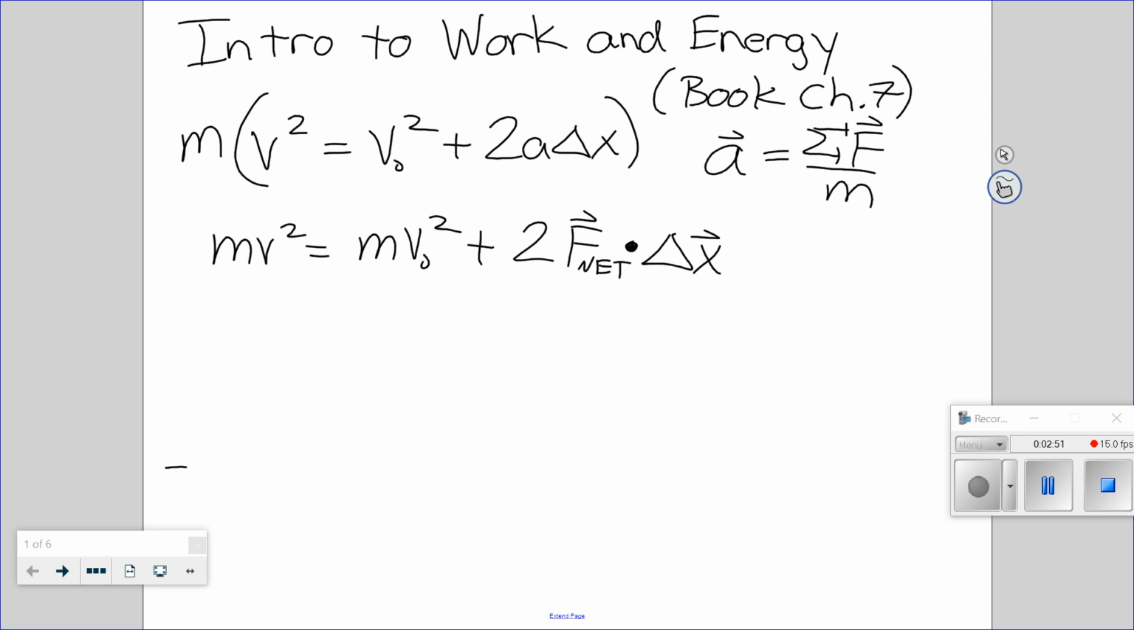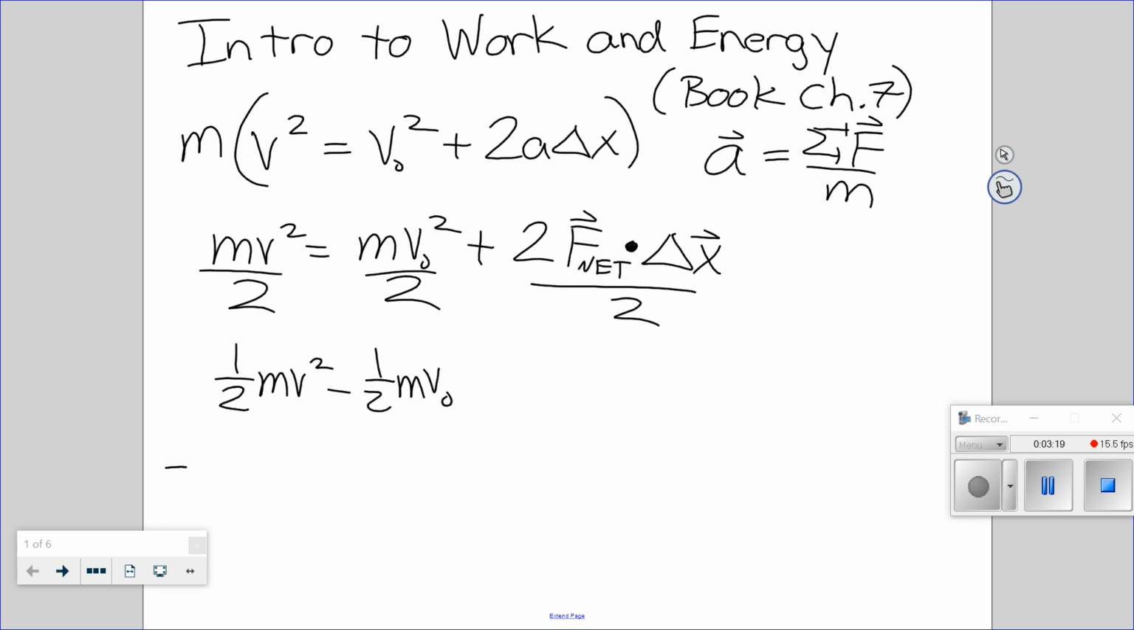Well, wait a minute. It's easy to measure force and displacement. I'd rather not have to double that all the time. Let's make this other thing carry all the extra terms. So let's divide everything by 2. And instead, I'm going to write 1/2 mv squared minus 1/2 mv0 squared equals the net force times the displacement.